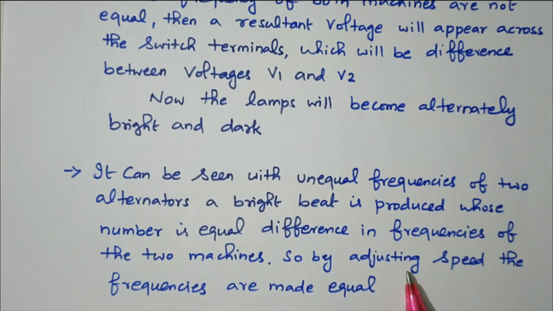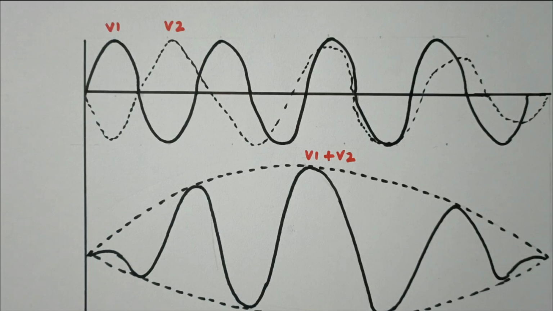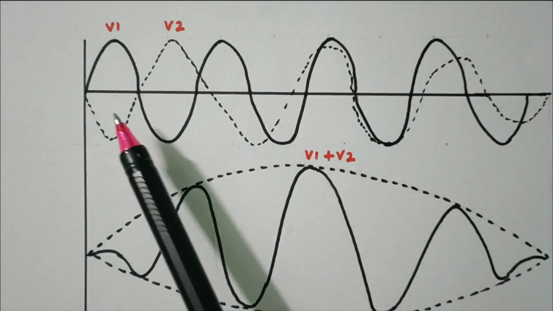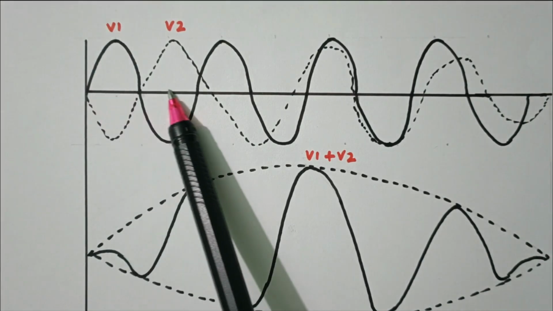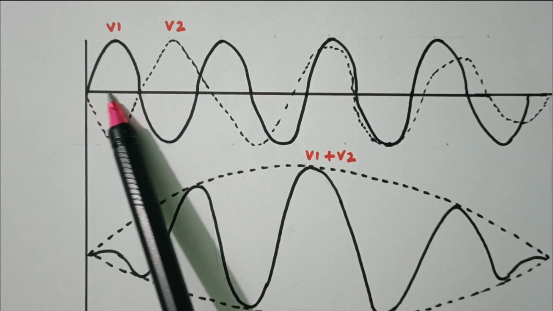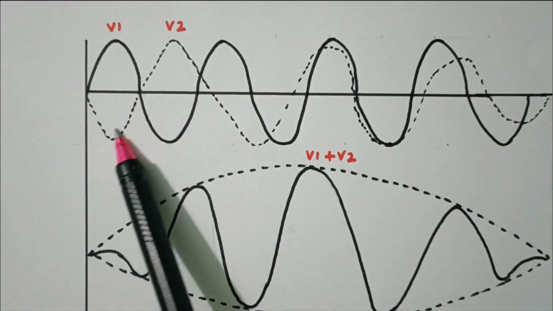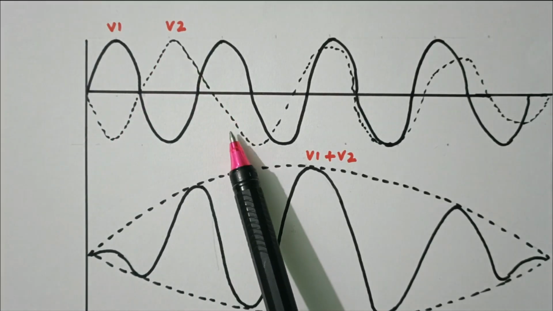For frequency, we are adjusting the speed of the machine so that the two frequencies become equal. Here we can see the waveform with two different frequencies. This is the voltage V1, and this is its time period, the positive and negative half cycle. This dotted line refers to the voltage V2 of the second alternator.